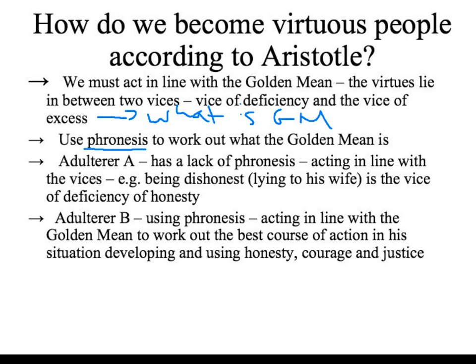However, if we look at adulterer B, you could say that he is using his phronesis and he is acting in line with the golden mean to work out what is the best course of action in his situation. He's thought, right, I need to act honestly, so what's the honest thing to do here? Well, it's to discuss it with my wife. I need to act justly and courageously. And so how do I do that? I need to discuss things with my wife, and that's what he did. So you could therefore say that in fact he is both developing and using his virtues in this situation by discussing it with his wife and committing adultery, having discussed it with his wife first.